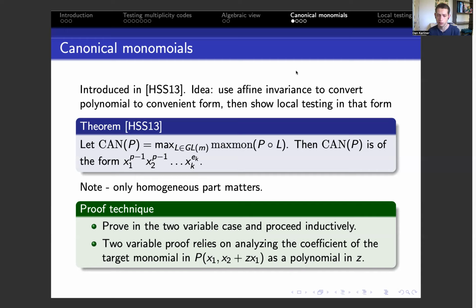The way it works is you take a linear map that just shifts x2 by a multiple of x1. So you shift it by z times x1, where z is some parameter we'll choose later. And so we look at the coefficient of our target monomial, say x1 to the p minus 1, x2 to whatever is left, or x1 to the d if d is smaller than p. And we look at the coefficient of this target monomial as a polynomial in z.